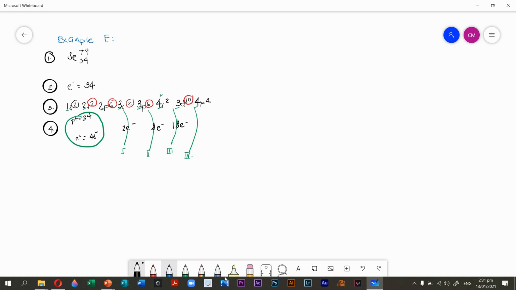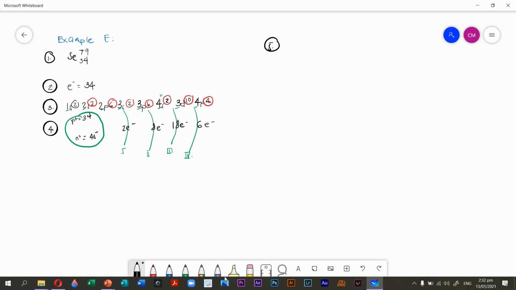And then for the last energy level, the fourth energy level, we have 2 and 4. So 2 plus 4 is going to be 6. You'll be finding 6 electrons in the valence shell of selenium. Now, quick question. How many valence electrons does selenium have? Okay, the answer is 6. Now we move on to the fifth step.